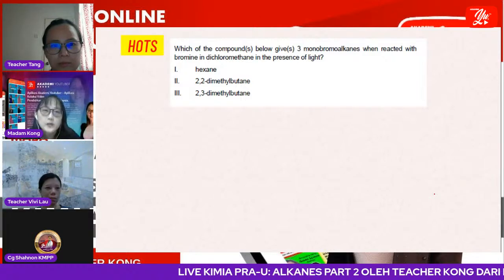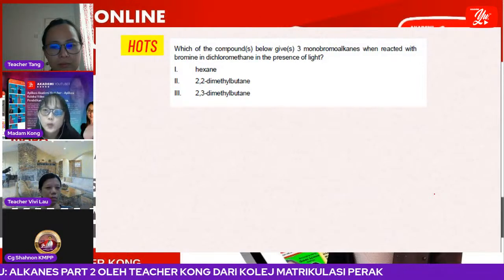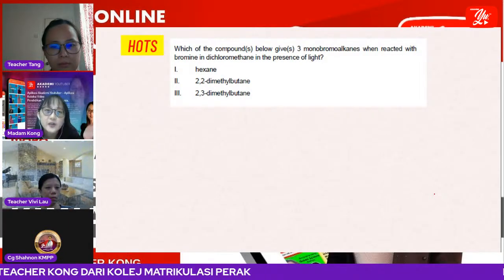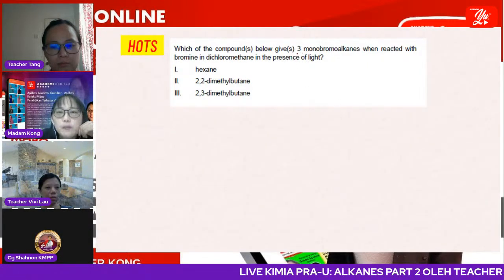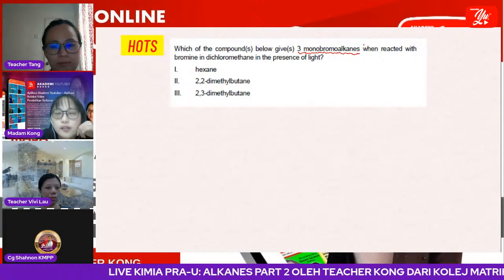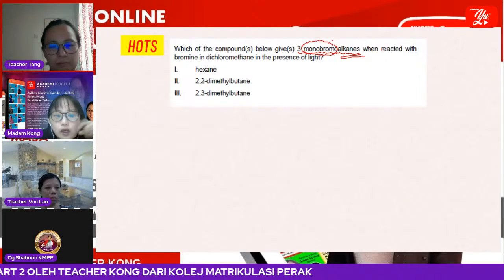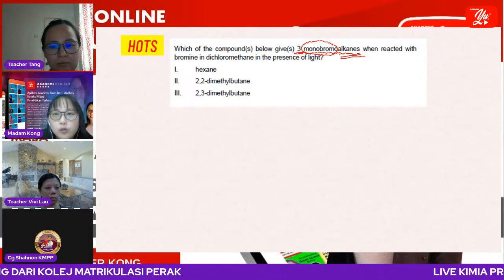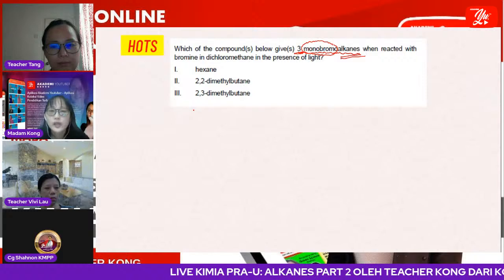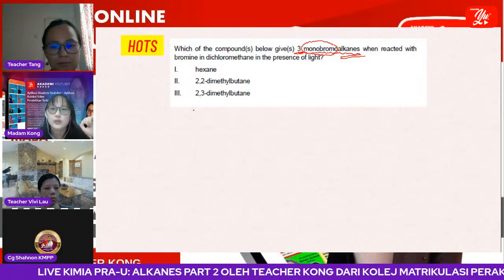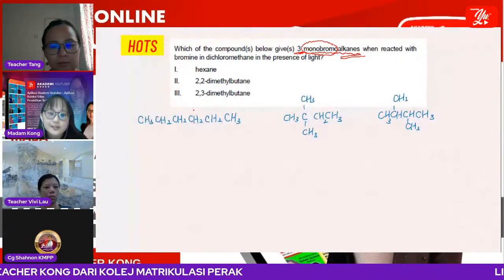Which of the compounds below give three monobromoalkane when reacted with bromine in dichloromethane in the presence of light? Many students will be confused about what is meant by three monobromoalkane. The alkane, as usual, with one bromo group, monobromo means one bromo group. It can form three different monobromoalkanes. Among these three compounds, which can form three monobromoalkanes when reacted with bromine in dichloromethane? So first of all, you try to draw the structure.